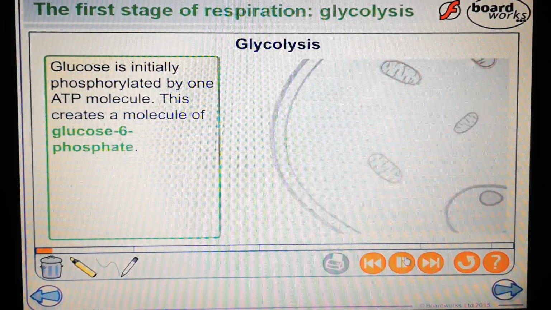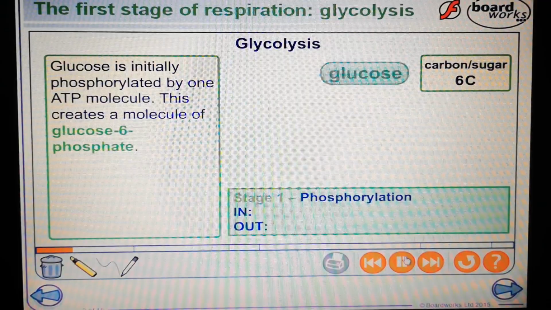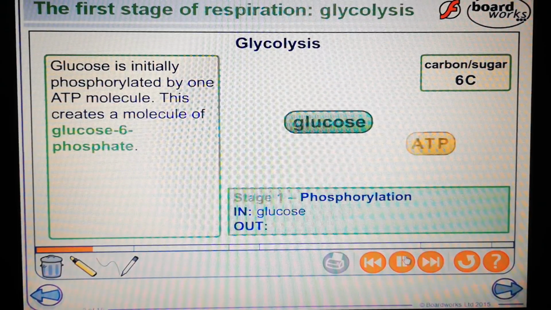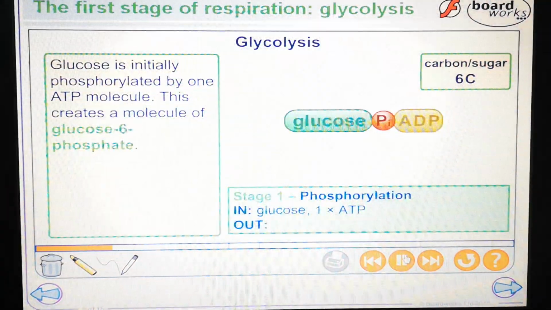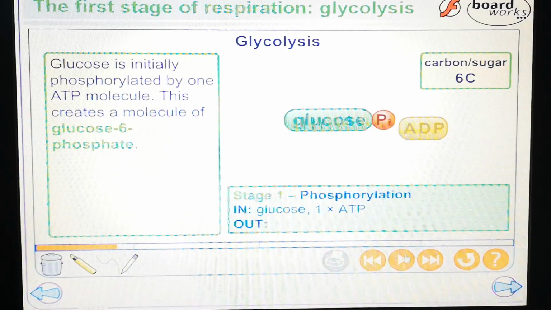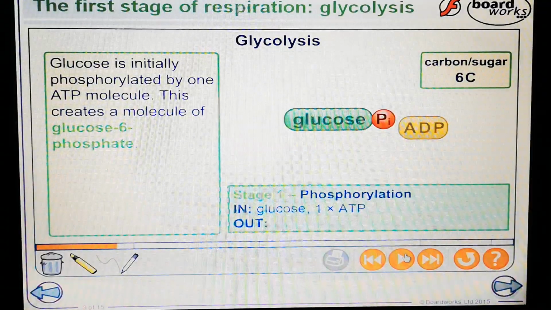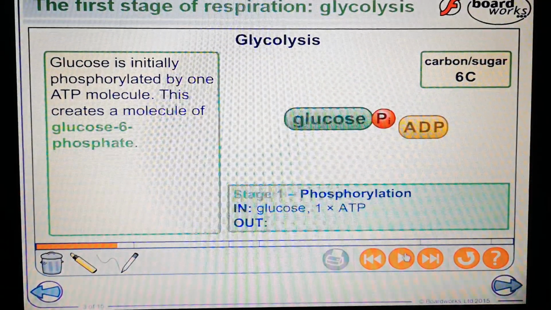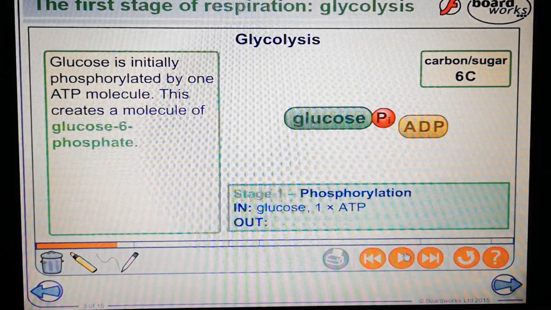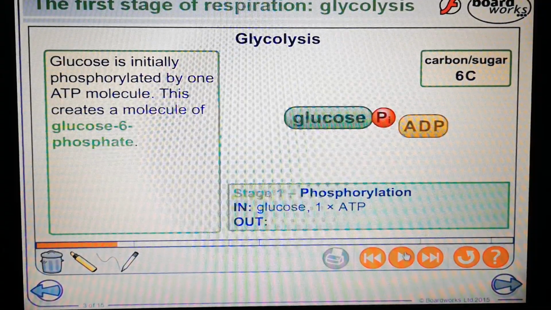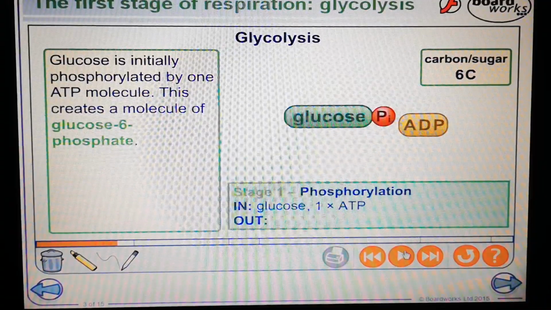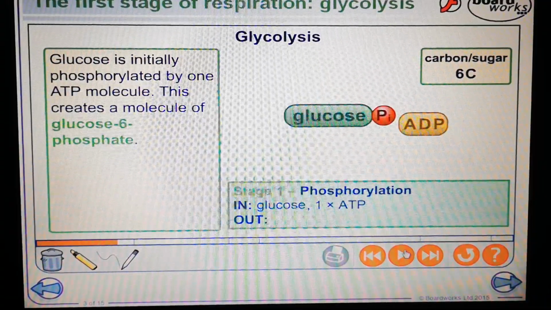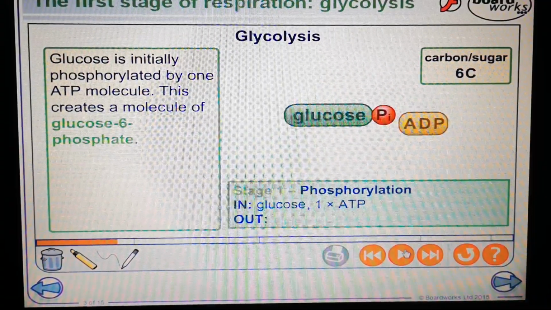You all start with a glucose molecule. That glucose molecule is going to gain an inorganic phosphate. Where does that inorganic phosphate come from? Well, it comes from a molecule of ATP. So the phosphate will be transferred from a molecule of ATP to the molecule of glucose. We call that substrate level phosphorylation.